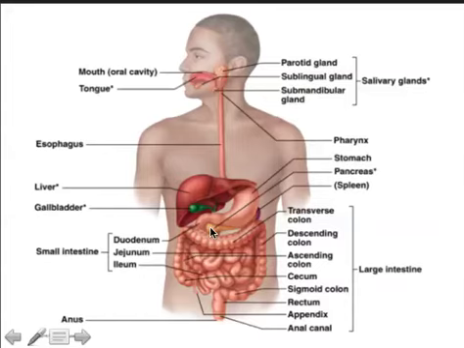What happens then is that this chyme will slowly be degraded into its component parts. The proteins will eventually be broken down into amino acids. The polysaccharides will eventually be broken down into monosaccharides. And the fats will be broken down into their component parts, which are glycerol and fatty acids. And those will be absorbed across the walls of the small intestine.